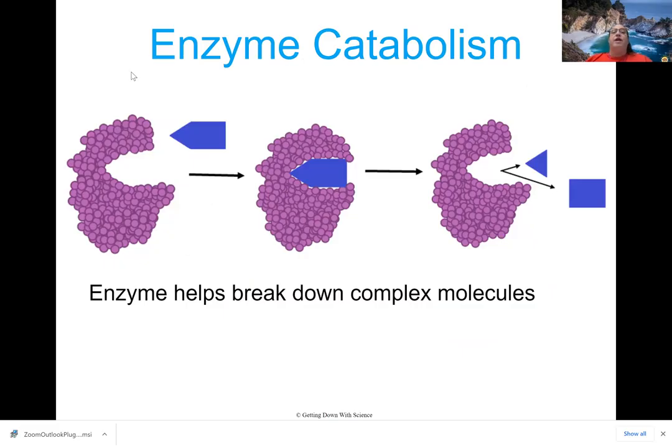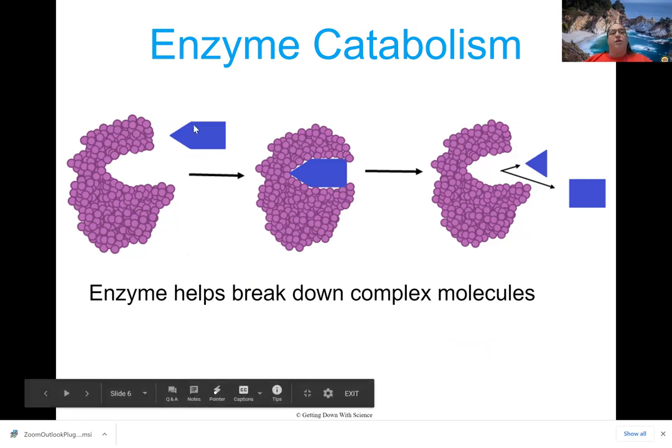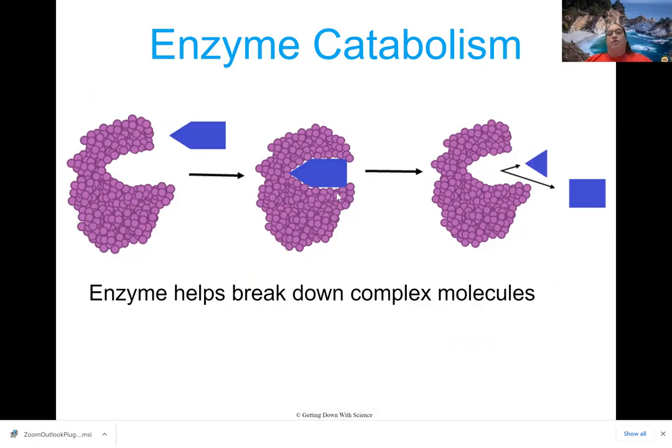So when we're talking about enzyme catabolism, remember catabolism, that's dissecting the cat, where we have the big cat and we divide it into smaller pieces. So enzymes will help break down complex molecules. So here you'll notice our substrate comes in, it fits around it, and it causes it to break into two separate pieces in this specific reaction that's being modeled.